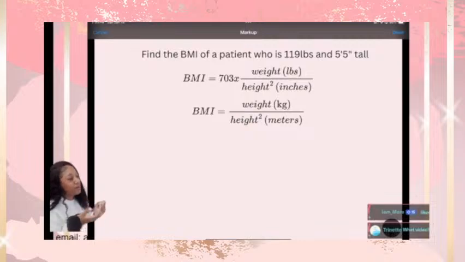So with BMI, you have 2 ways to solve it. You can use the US measurements, or you can use the metric. If you were in pounds, it would be 703 times the weight in pounds divided by your height in inches, but your height in inches has to be squared. And if you wanted to convert it totally to the metric, you would do your weight in kilograms divided by your height in meters squared. So which one do y'all want to do? US measurements or metric?